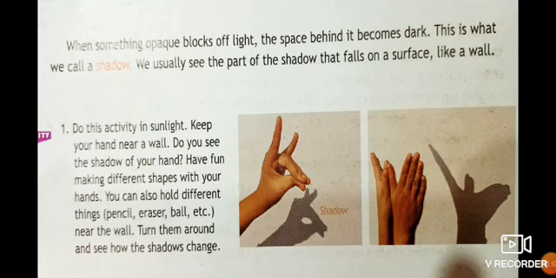So do this activity in sunlight. Keep your hand near a wall. Do you see the shadow of your hand? Yes. Have fun making different shapes with your hands. You can also hold different things near the wall and make their shadow. Turn them around and see how the shadows change.